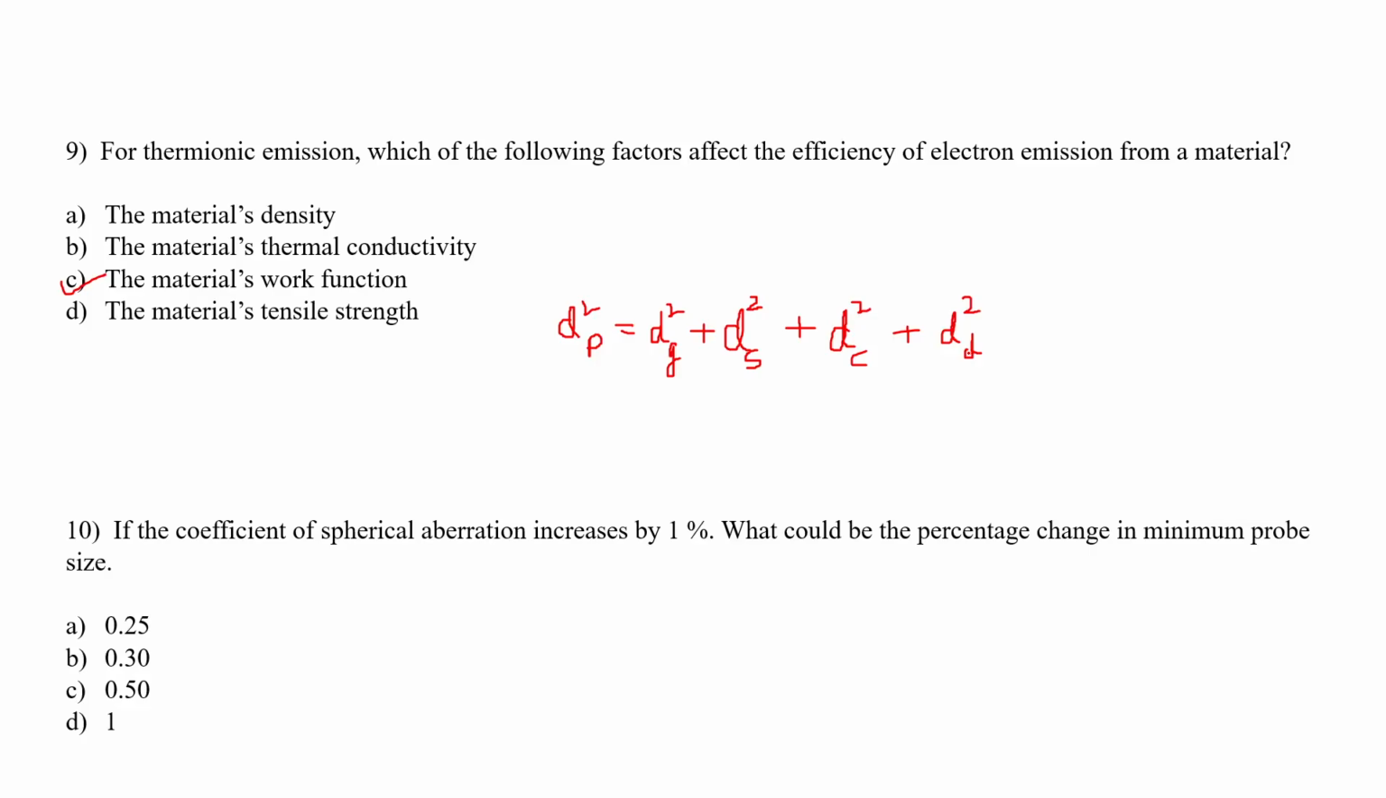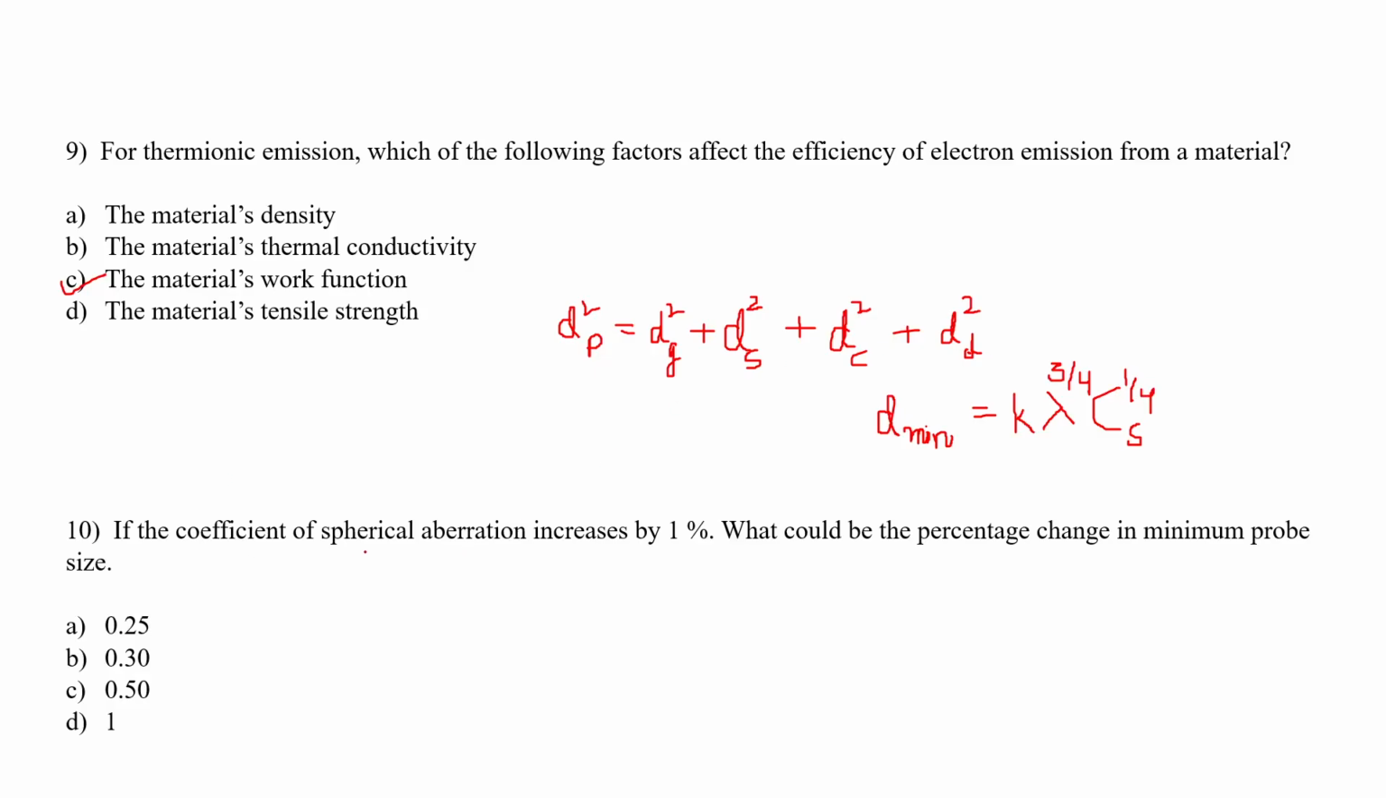So using this, when we do the final calculation, I remember we wrote one formula which shows that the minimum probe size d minimum is given by k, lambda to the power 3 by 4, and the spherical aberration coefficient, that is CS, to the power 1 by 4.